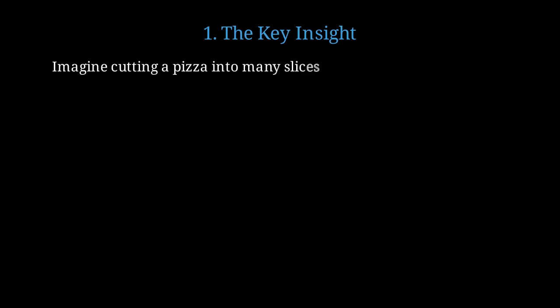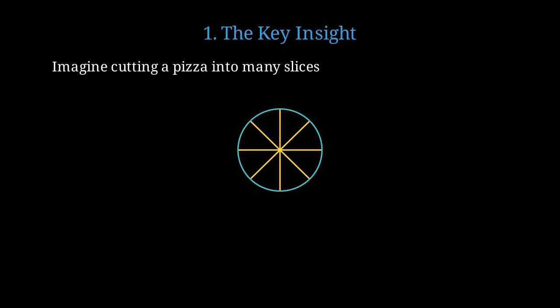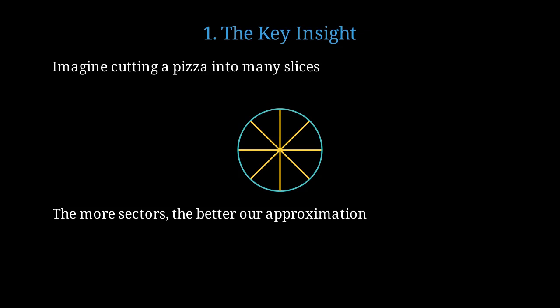Imagine cutting a pizza into many slices. Each sector is like a thin slice. Here we divide the circle into 8 equal sectors, like cutting a pizza into 8 slices. The more sectors we create, the better our approximation becomes. With 16 sectors, we get an even better approximation.